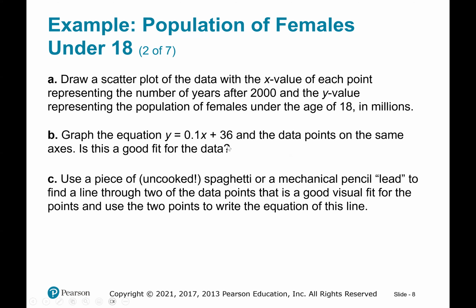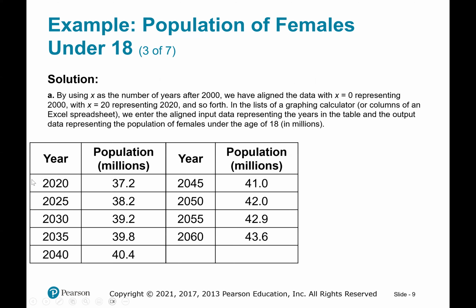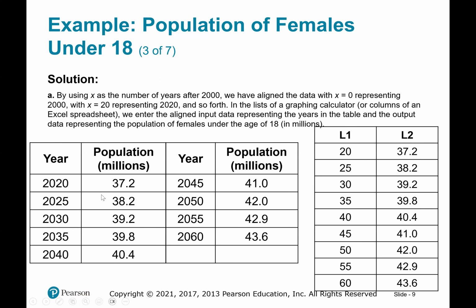All right, so we're going to put this data in our calculator. We're going to put the year, the input, in one list, and the population in millions, our output, in another list. But we're aligning this data to the year 2000, so our first list is going to start at 20 and go through 60. So here is the actual data you are going to put in your calculator, and I used L1 and L2.